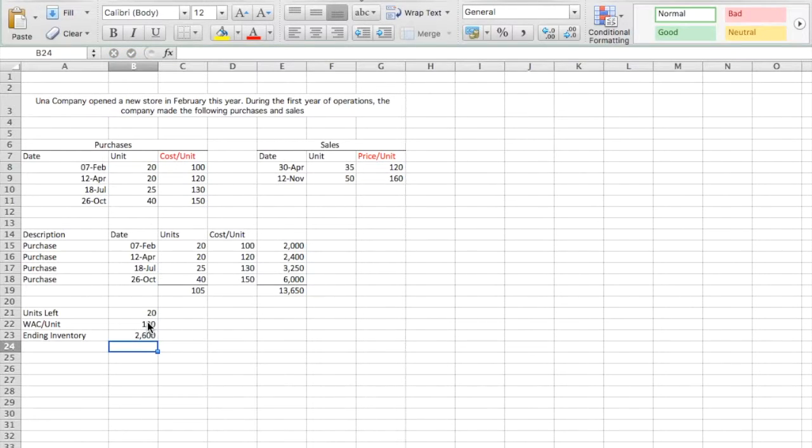There is one last thing we need to do before we finish this question, and that is to find the cost of goods sold. In this case, it is very easy to calculate. We take the cost of all purchased inventory and subtract the ending inventory to get the cost of goods sold.